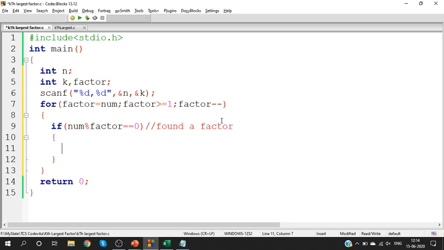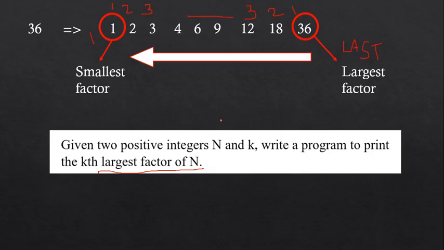See, when you find a factor, what is our problem statement? We need not print all the factors. It is only needed to print the kth largest factor. So if the k value is 5, we need the fifth largest factor. How will I know the fifth largest factor? If you find a factor, increase the count value. When you find 36, that is the first largest. When you find 18, that is the second largest. When you find 12, that is the third largest. Like that, whenever you find a factor, count it.